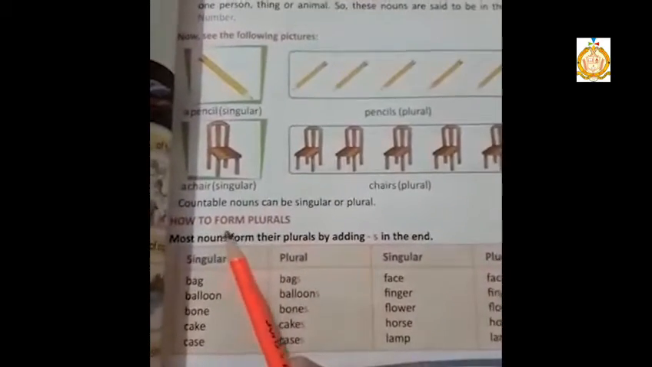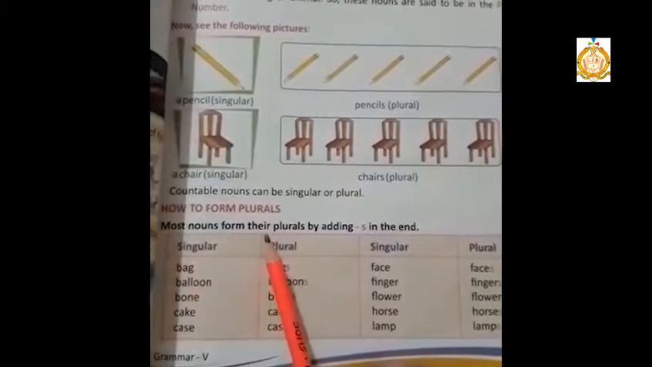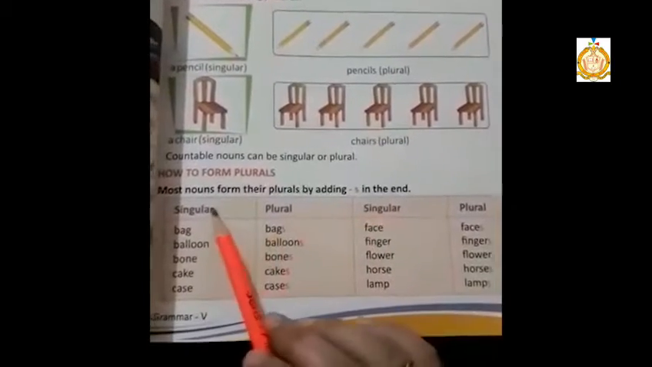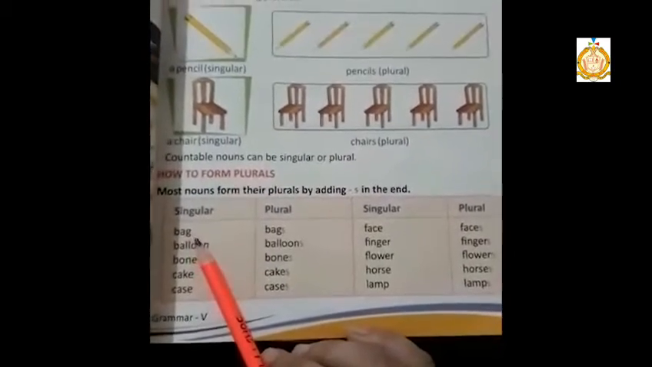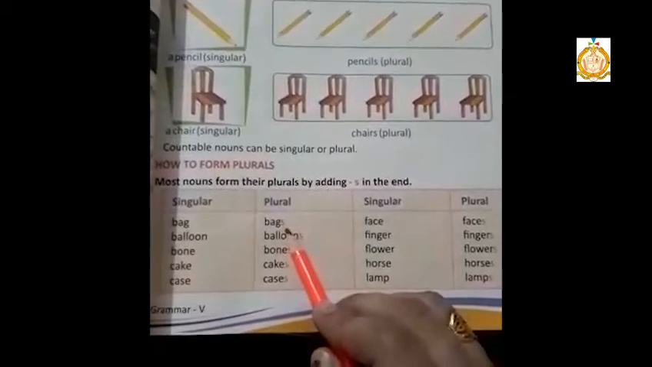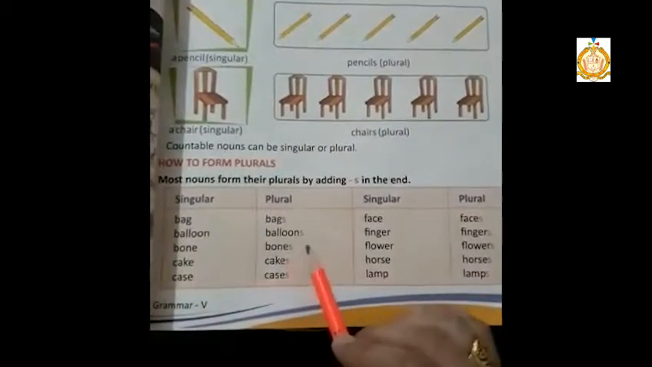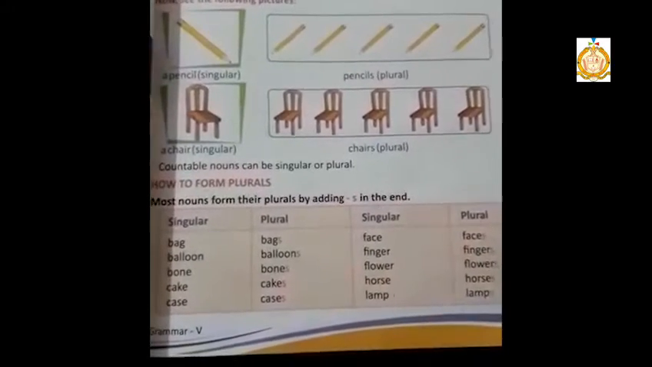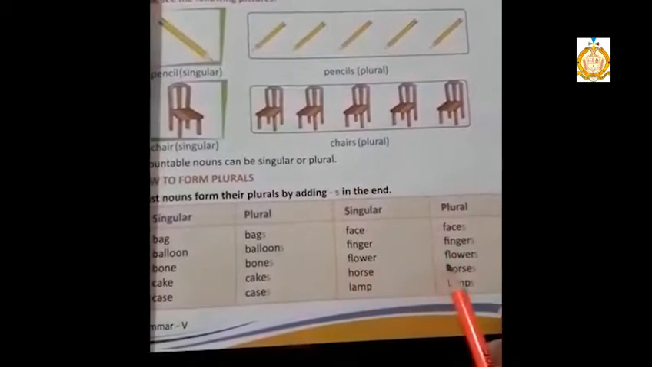Now the next question is how to form plural forms. Most nouns form their plural by adding s at the end. So singular form and plural form. Here is the bag, so I will simply add s, so it is the plural of bag. Now balloons, I will simply add s to make it plural. Then faces, flowers.